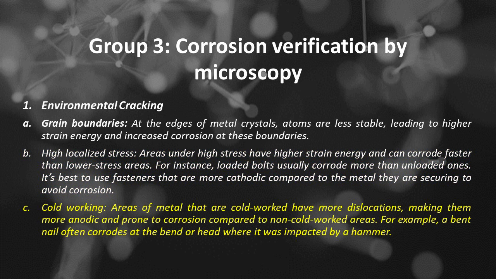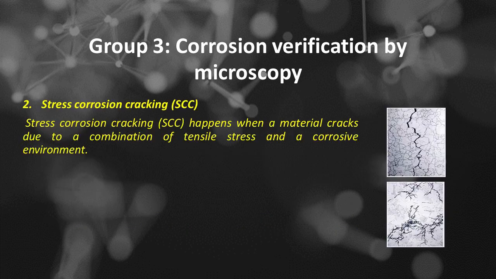Cold working. Areas of metal that are cold worked have more dislocations, making them more anodic and prone to corrosion compared to non-cold worked areas. For example, a bent nail often corrodes at the bend or head where it was impacted by a hammer. Number 2 is stress corrosion cracking or SCC. Stress corrosion cracking happens when a material cracks due to a combination of tensile stress and a corrosive environment.